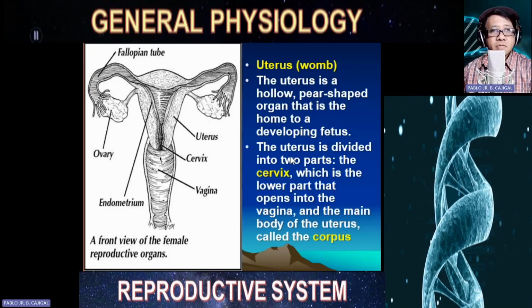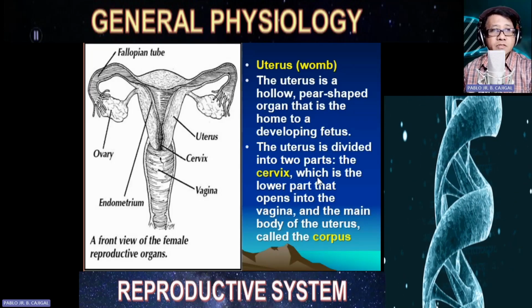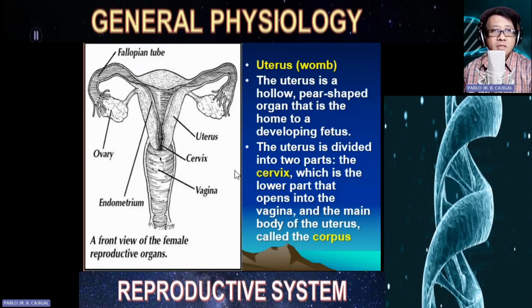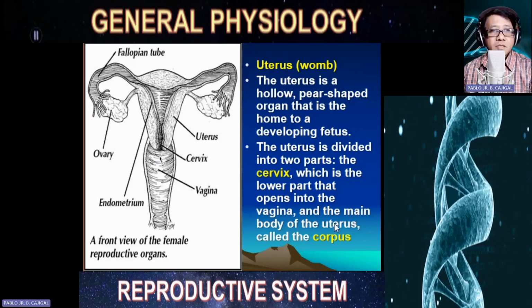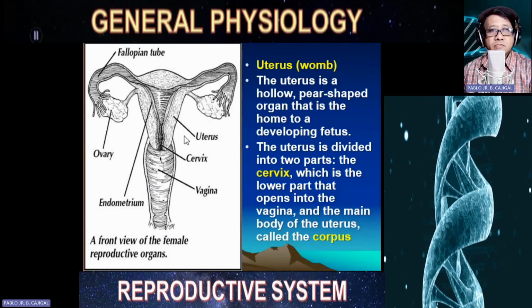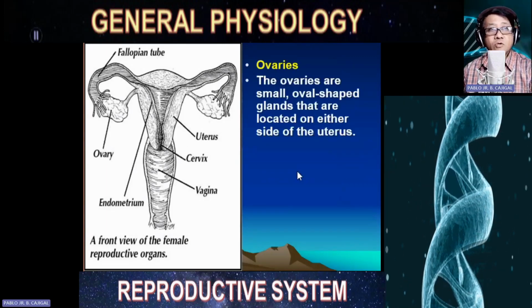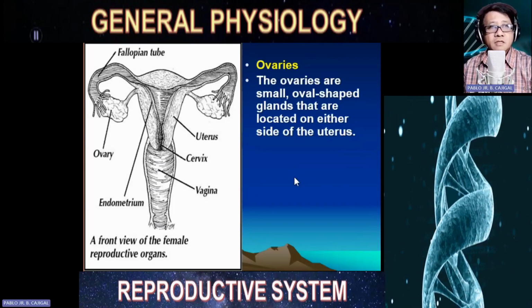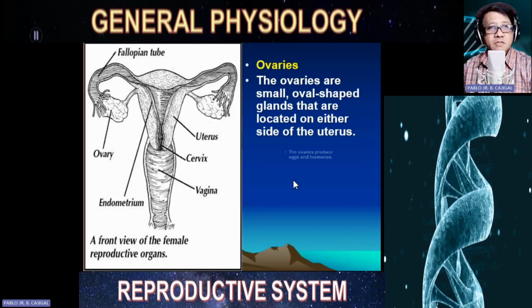The uterus is divided into two parts. You have the cervix, which is the lower part that opens into the vagina. Alright, and the main body of the uterus is the corpus. What else? And you have the ovaries. The ovaries are oval-shaped glands that are located on either side of the uterus.